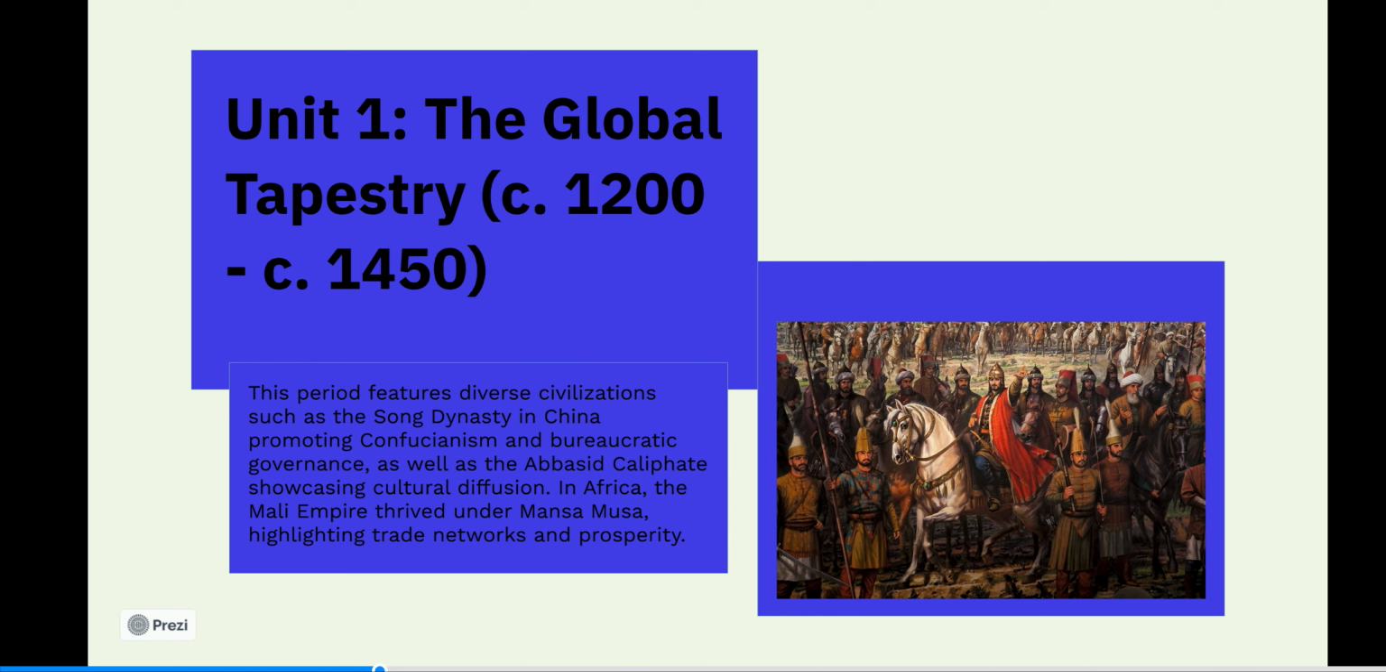So let's get started. Unit 1 is the global tapestry from 1200 CE to 1450 CE. This period is all about the major civilizations before European exploration. Think of it as setting the stage for what's to come. Our key civilizations and themes are as follows. You've got China and the Song Dynasty, which you should know things like Confucianism, the bureaucracy, economic prosperity, so things like Champa rice and the Grand Canal.